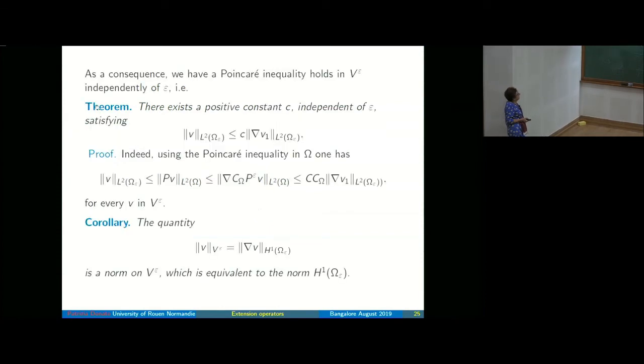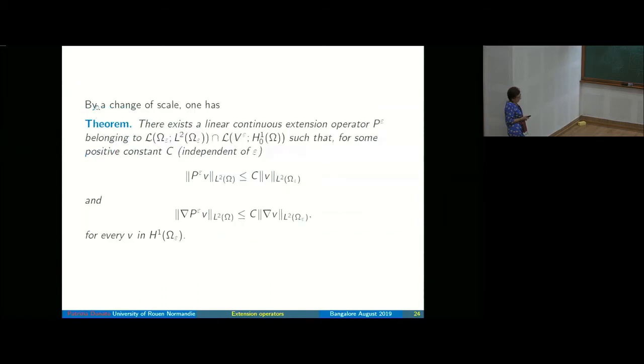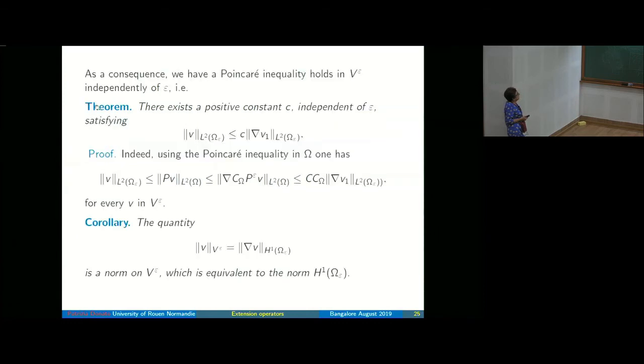Then, thanks to this result, one can prove a Poincaré inequality in omega epsilon, which is independent of epsilon. Indeed, one does the following. But now it is a Poincaré inequality in V epsilon, not in H10.